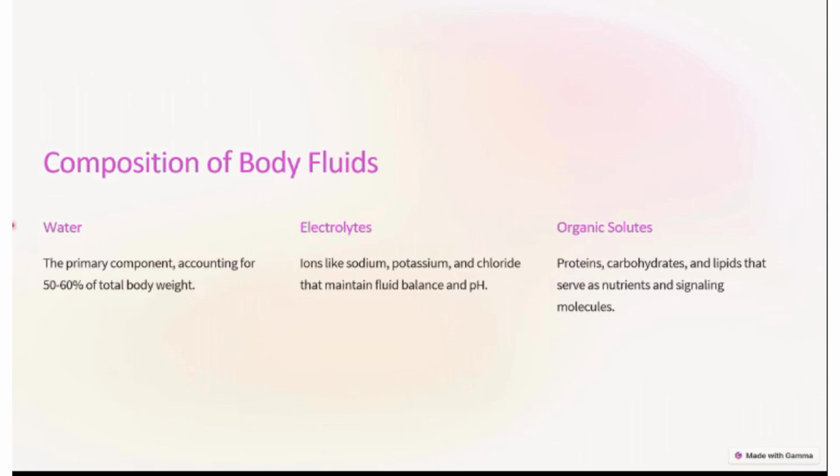Body composition wise, first is water, the primary component, which accounts for 50 to 60% of total body weight, as I discussed. Electrolytes, on the other hand, are ions like sodium, potassium, chloride that maintain fluid balance and pH. Organic solutes are proteins, carbohydrates, lipids that serve as nutrients and signaling molecules.